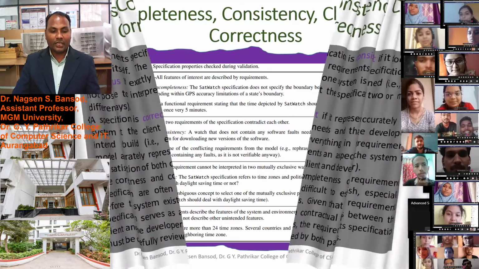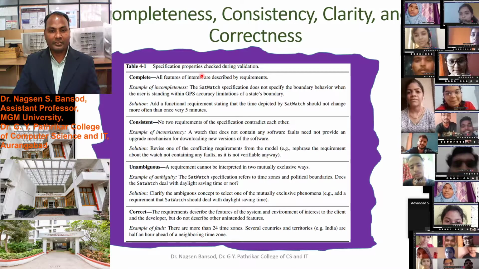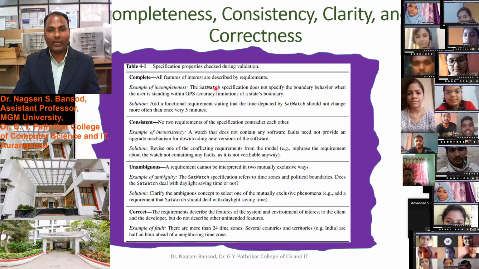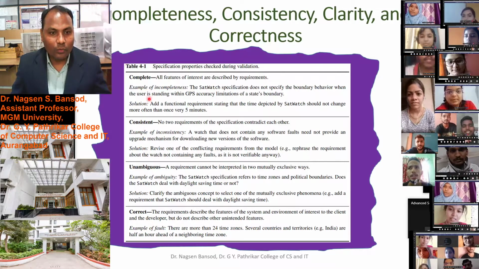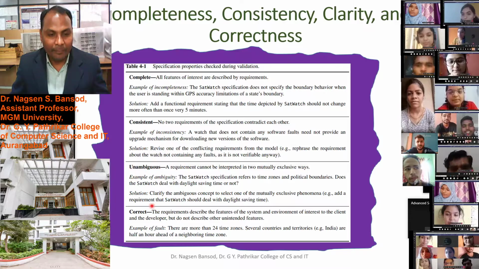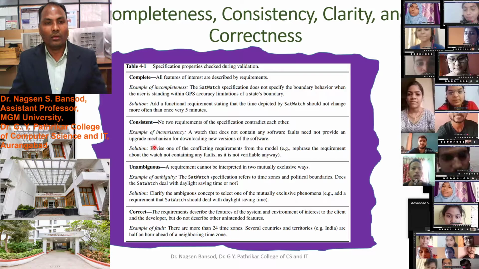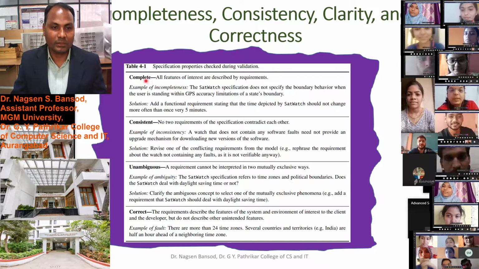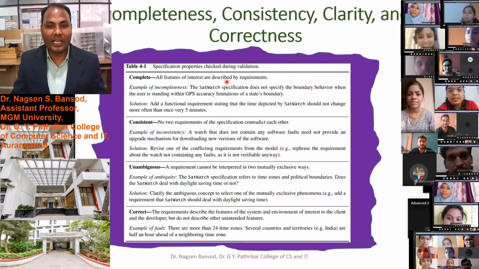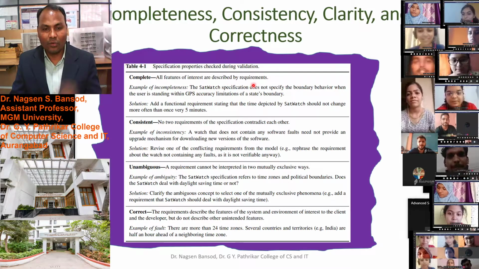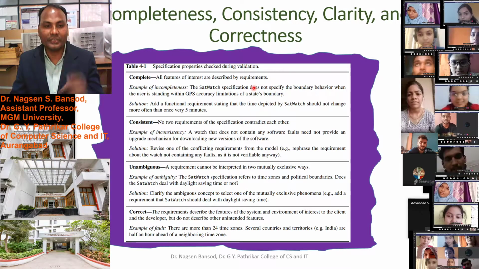So there is a figure, you see, a table of specification properties checked during the validation. There are four properties: complete, consistent, unambiguous, and correct. These are the properties of specification validation. Complete: all features of interest are described by requirements. All features we have to specify, we have to describe.